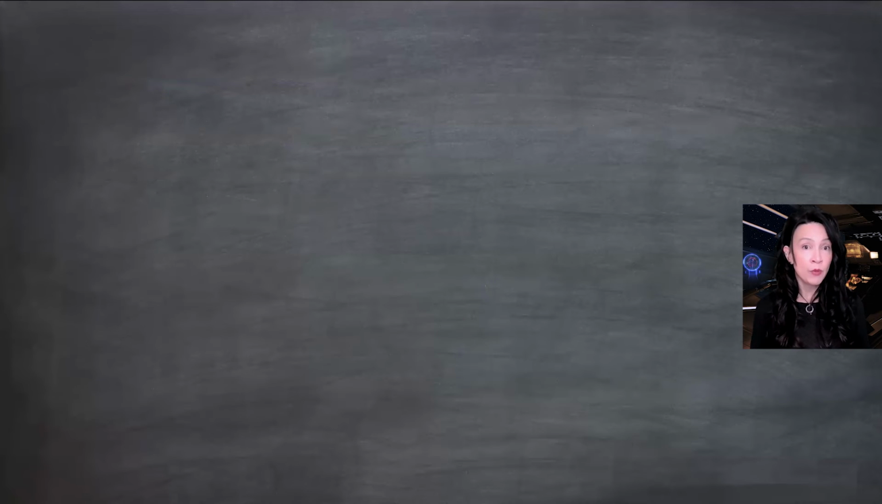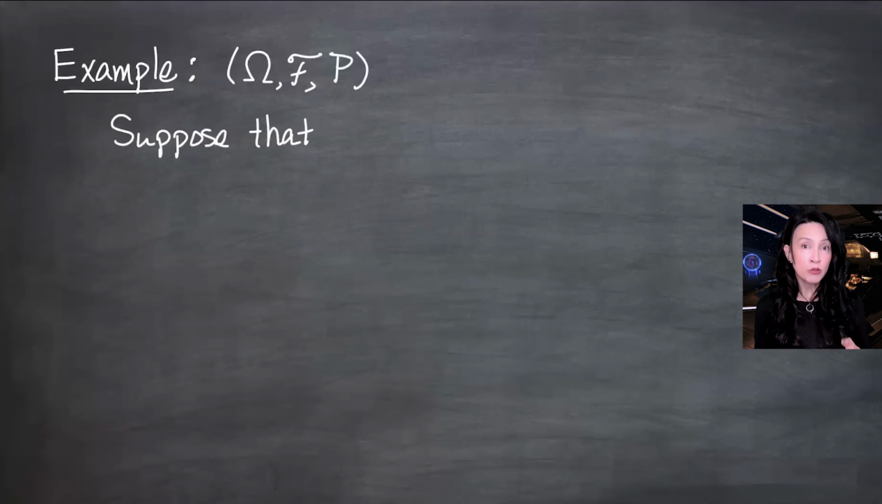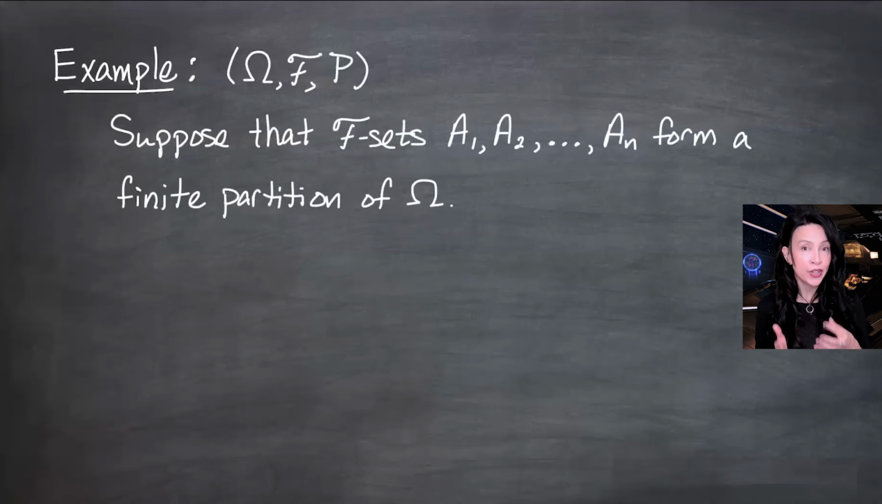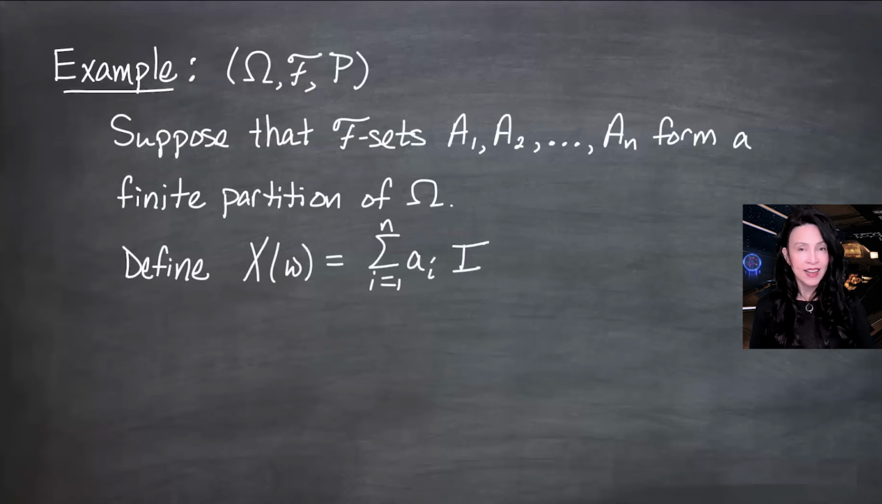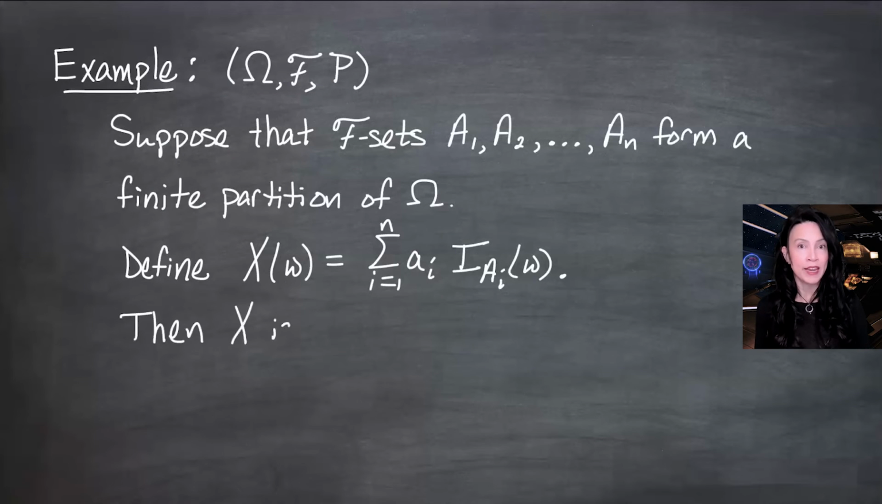Let's boost this indicator example up a little bit. Let's suppose we have sets A1, A2 out through AN, and suppose they form a finite partition of omega. So by partition, I mean these sets are disjoint, they are non-overlapping, and yet taken together, the union of A1 through AN fills in the entire omega. I'm going to define a random variable here, X of omega, to be the sum as i goes from 1 to n of a real number, a sub i, times the indicator on the set A sub i of omega. Then this is definitely a simple random variable.